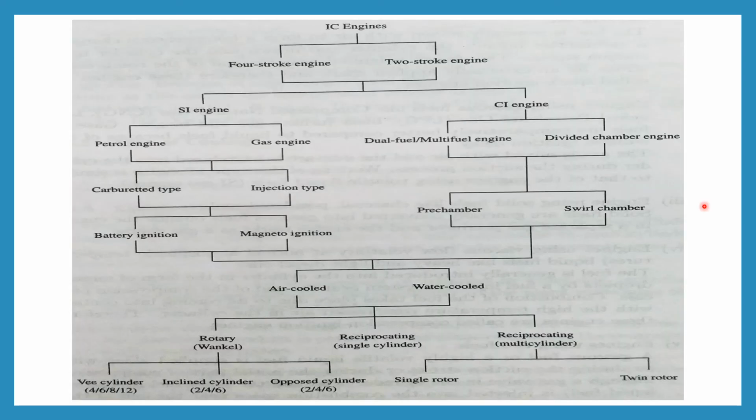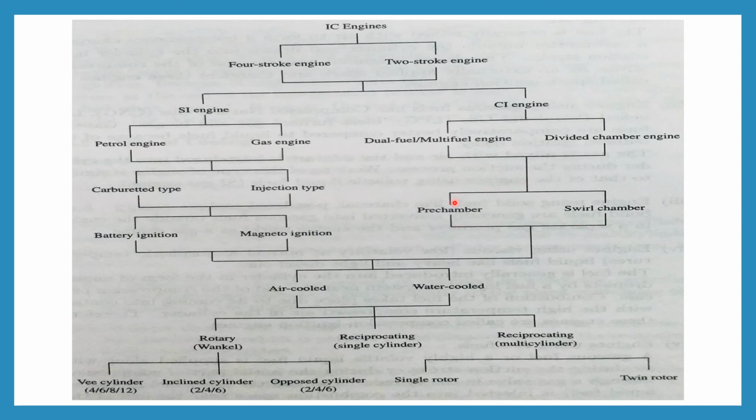That is the classification of the IC engine, where the IC engine is classified in two ways: one is the 4-stroke engine, the other is the 2-stroke engine. Both are classified into two ways, SI engine and CI engine. SI engine can be classified into two, petrol engine and gas engine. Both are classified into carburetor type and injection type. Both of them are divided into battery ignition and magneto ignition. And CI engine is classified into two, dual fuel or multi-fuel engine and divided chamber engine. Both are then divided into pre-chamber and swirl chamber.